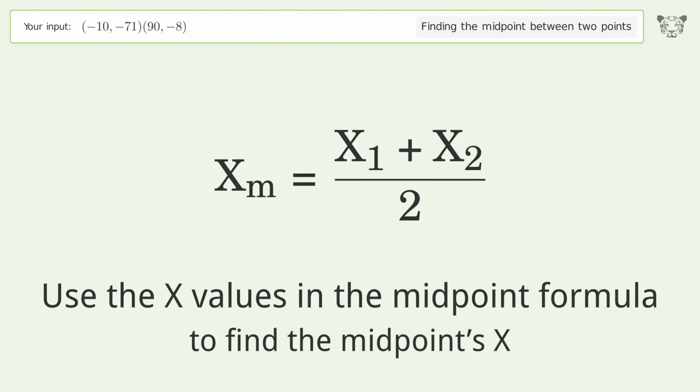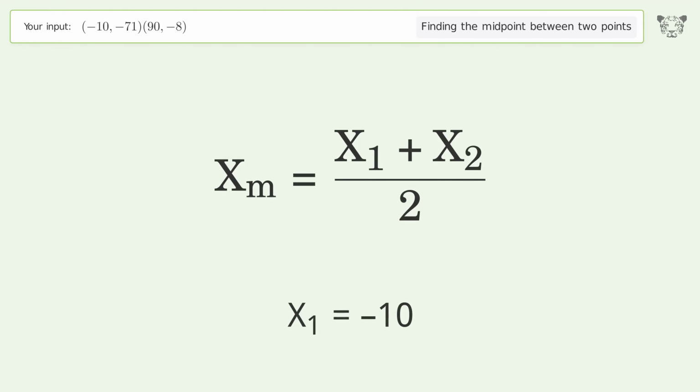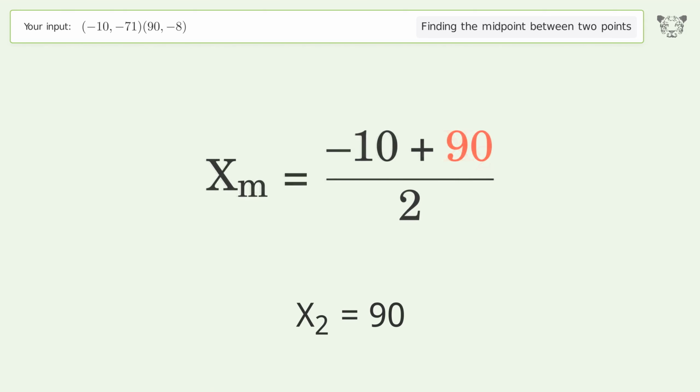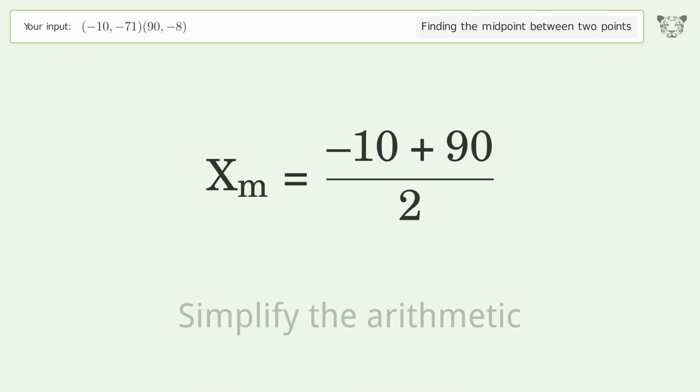Use the x values in the midpoint formula to find the midpoints x. x1 equals negative 10. x2 equals 90. Simplify the arithmetic.